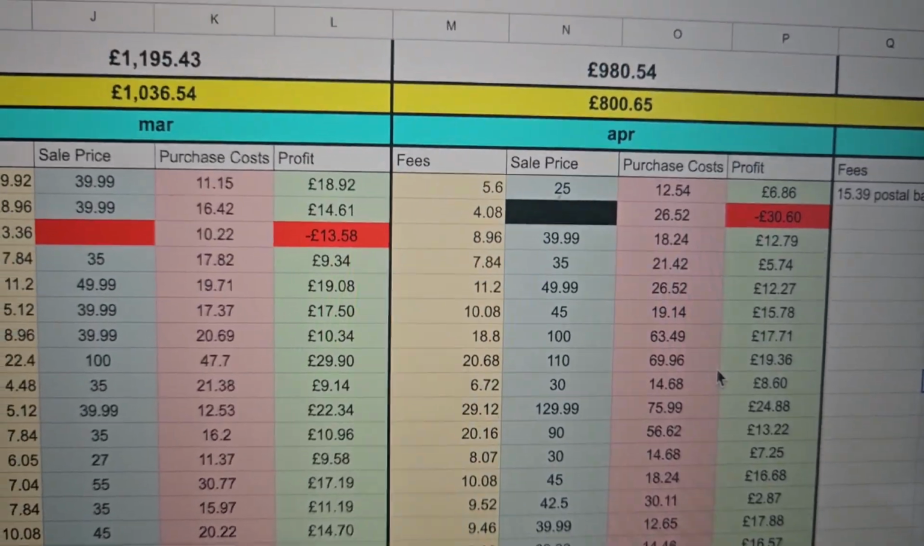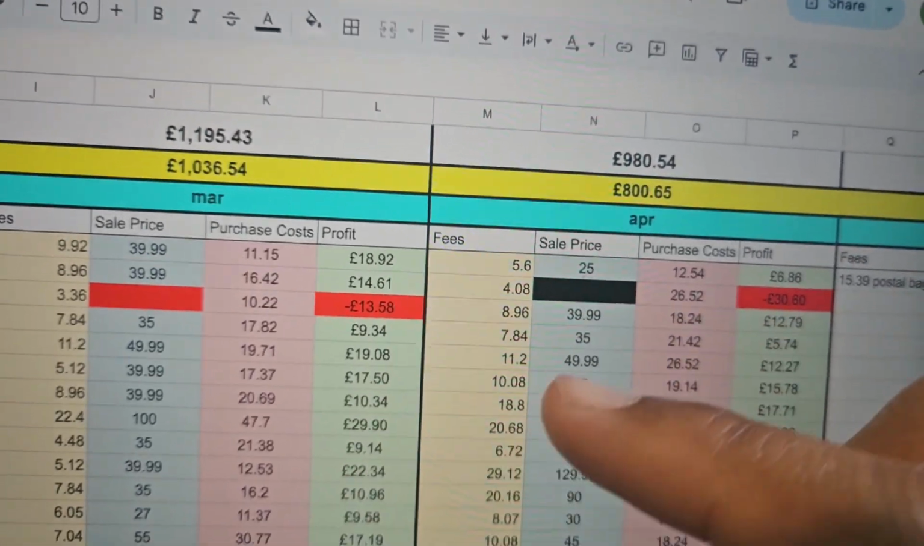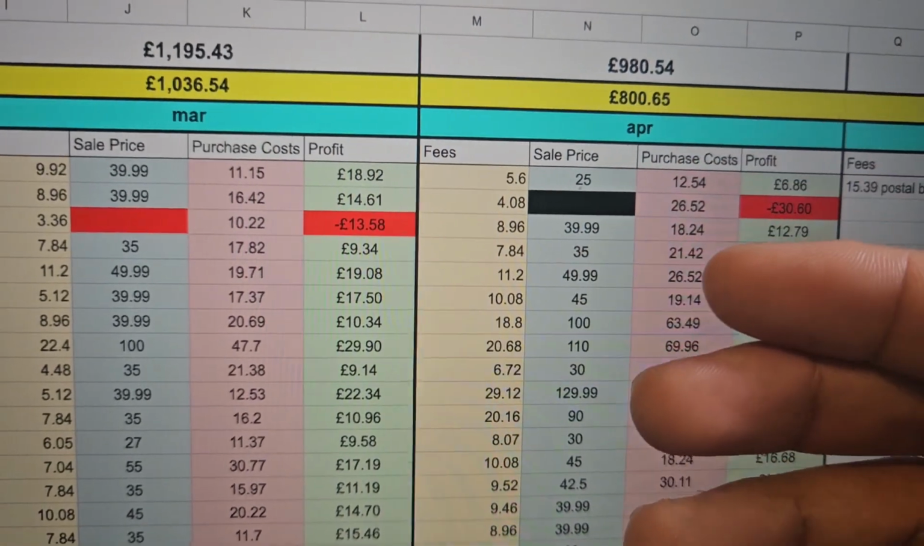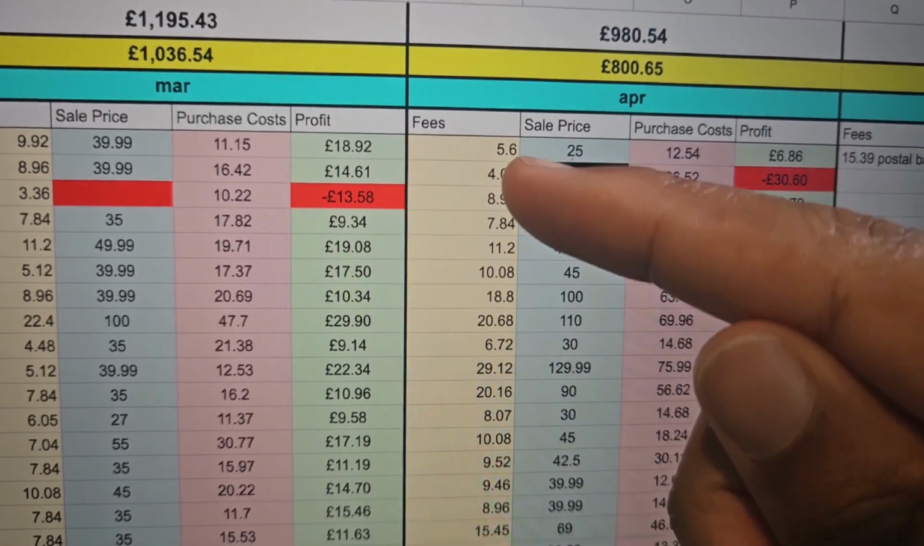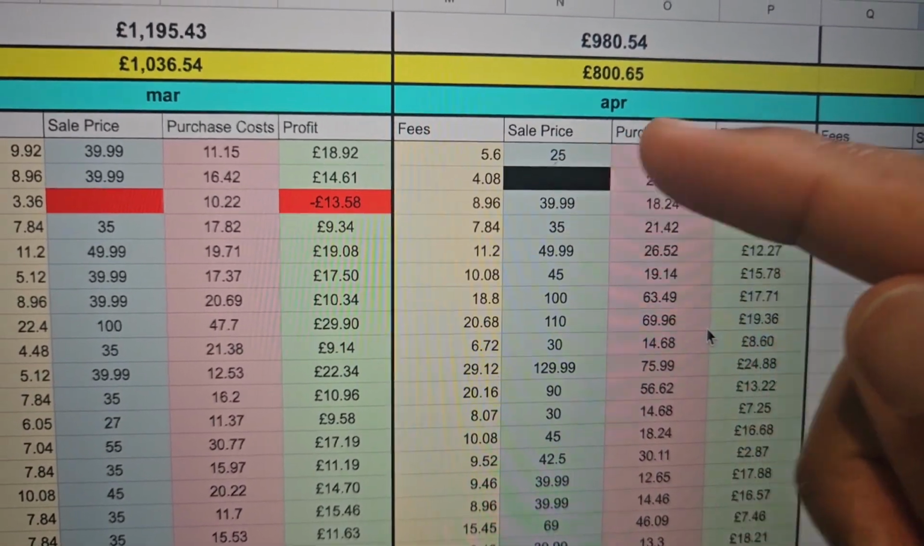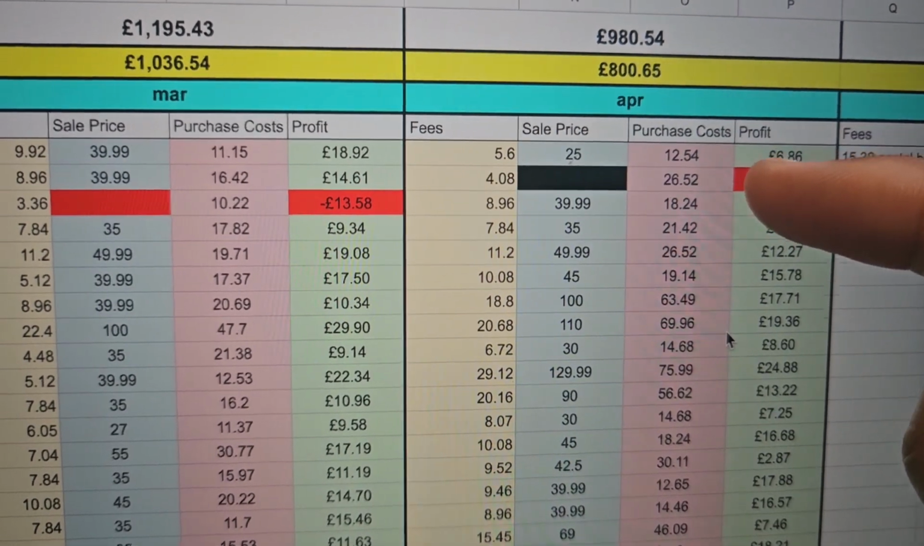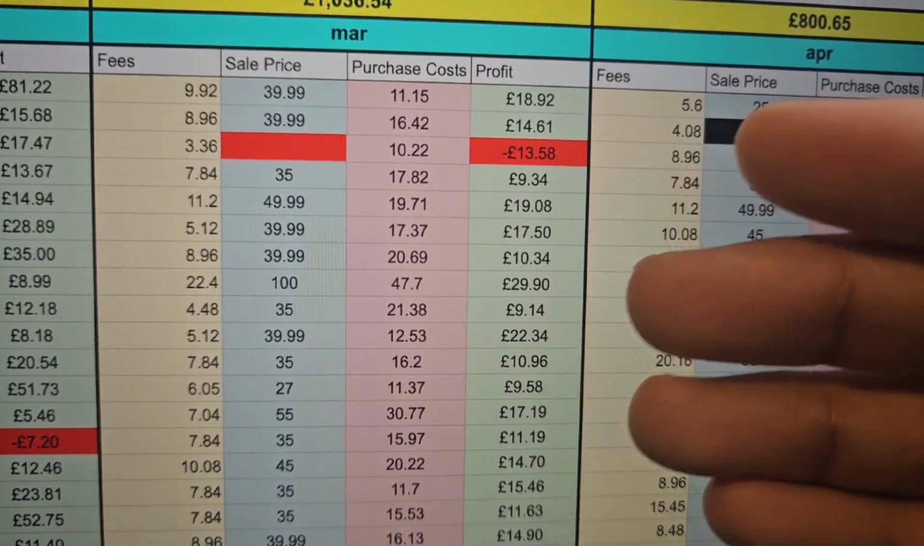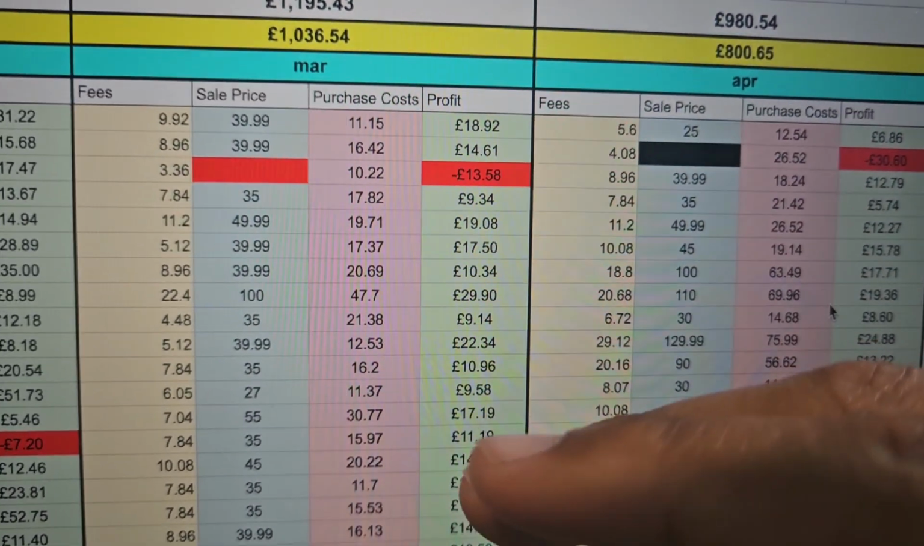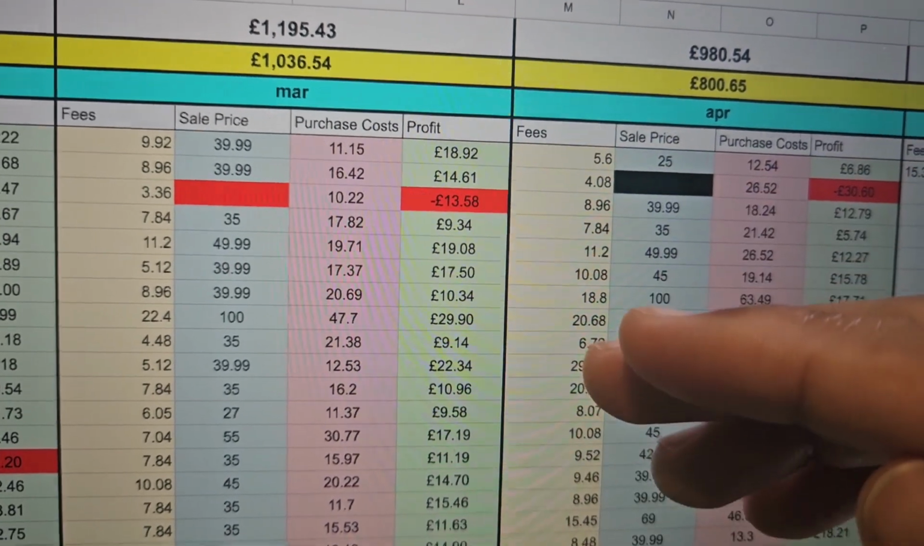We'll start with the month of April, why not? The figures don't matter too much, it's more about explaining what all of this means and how I do it. Fees that you can see, this is a column for fees. This is our sale price, this is our purchase cost, and this is our profit per item. Now already you're going to be seeing a few things here that may not make sense to you, so let me explain everything. You can see fees, that one's pretty straightforward.